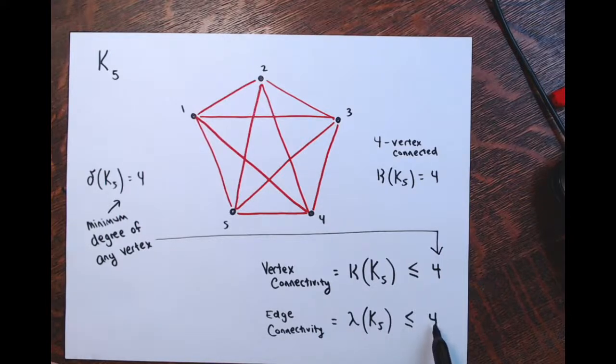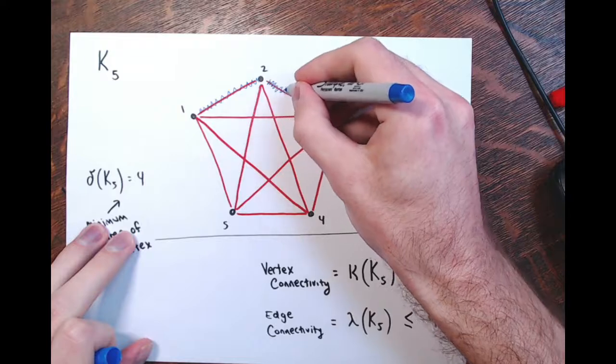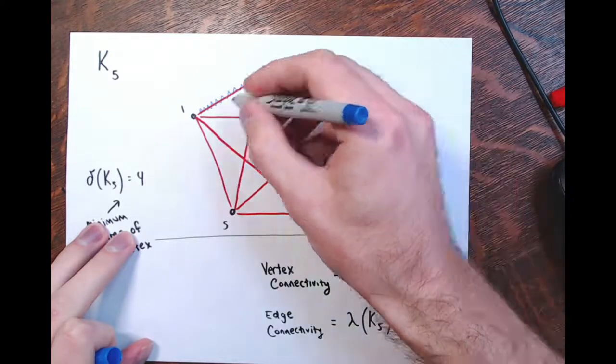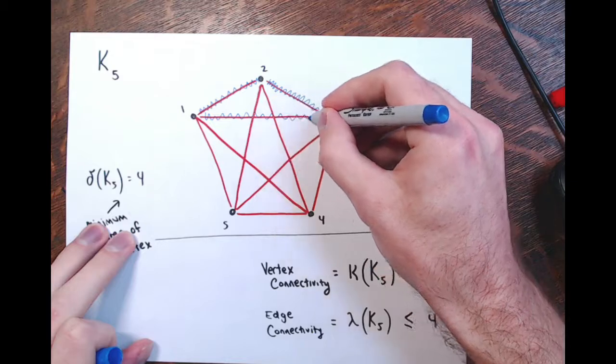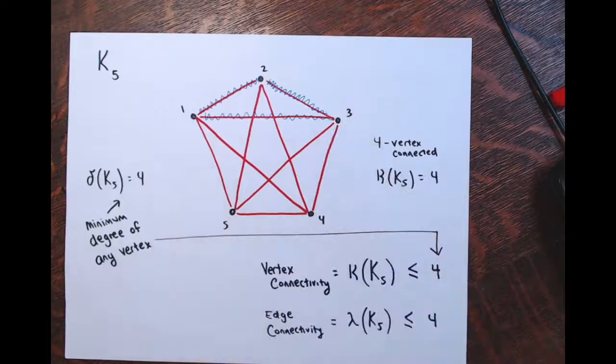The edge connectivity could be 4 or less. So I'll start at 4. Is it 4 edge connected? Well, to check for 4 edge connected, I start removing 3 edges. If I were to get rid of this edge and this edge, and this edge, you see you still have this crown shape. It's still a connected graph.